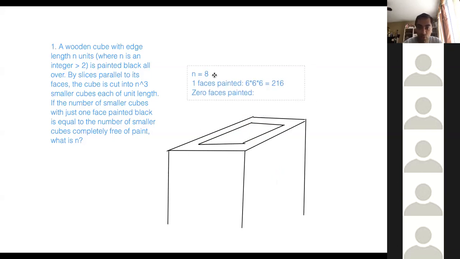Now let's think about the 0 faces painted case. 0 faces painted means it has to be inside the cube, right? Anything on the surface has at least one face painted. So we don't want to include each of the sides. If I subtract 2 from each dimension, this is one edge of the inside cube, this is another edge, and there's one more edge. They're all the same shape, right? So it's 8 minus 2, so there's 6 times 6 times 6. So that's also 216. So like Ishan said, if you try with 8, you see that both of these end up being equal.